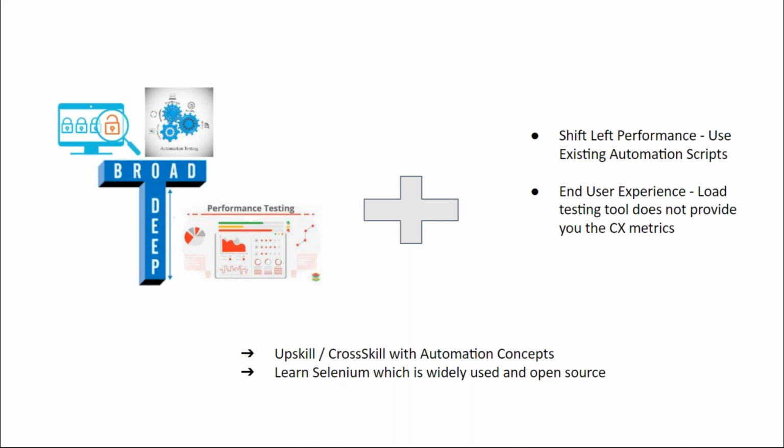So, considering both: one, the expectation from today's team structure, where a single person or two have to do multiple things, and also the expectation from our performance community itself to do shift-left performance and end user experience. To do all these things, it is very important for us to upskill or cross-skill with automation concepts, automation testing, and learn Selenium, which is a widely used open source tool, right?